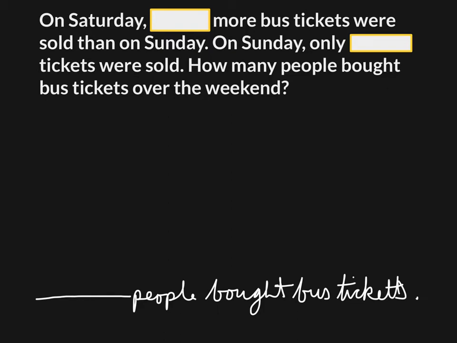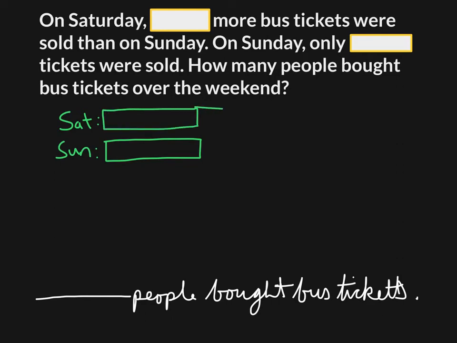So we know on the weekend there are 2 days. We have Saturday and we have Sunday. So I'm going to draw a diagram to help me organize this data. When I look at this, it says on Saturday, this many more bus tickets were sold than on Sunday. So I know Sunday has the smaller amount, so I'm going to draw a tape diagram there for Sunday. And then I know that on Saturday, it was the same amount plus some extra. I don't know how many extra yet, but I do know that there were some extra tickets sold.